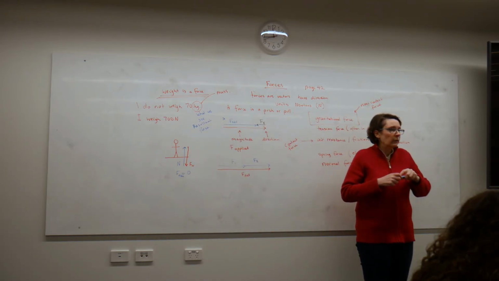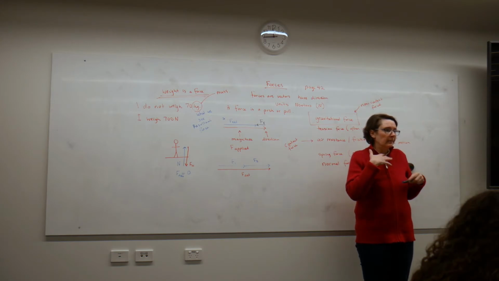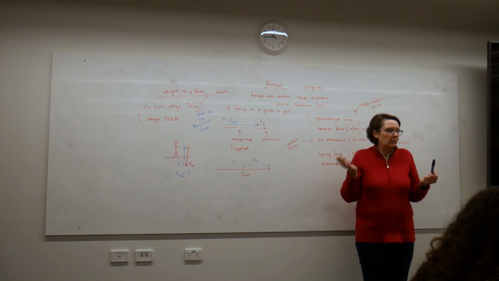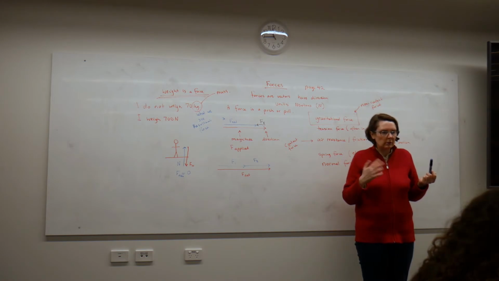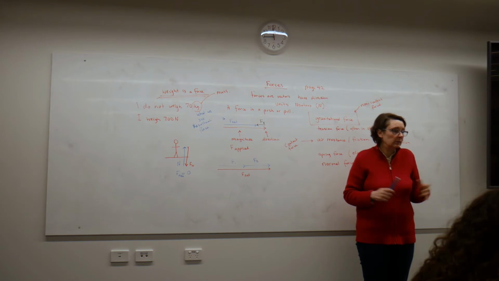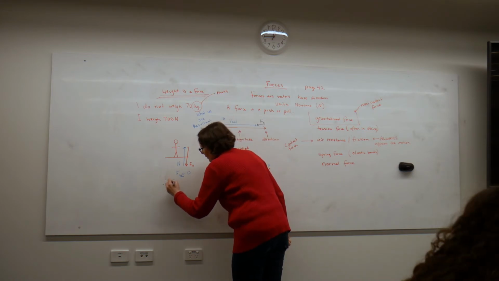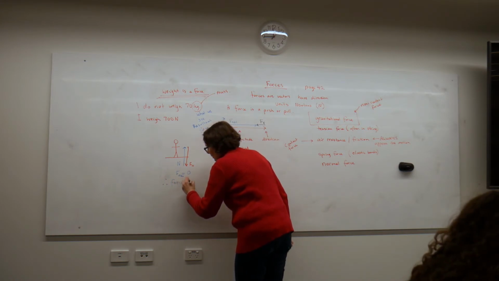Okay, for there to be a net force, there has to be motion. And if I'm standing still here like this, there's no motion, so there's no net force. That means that the forces are balanced. It doesn't mean that there are no forces, it just means that the forces are balanced.